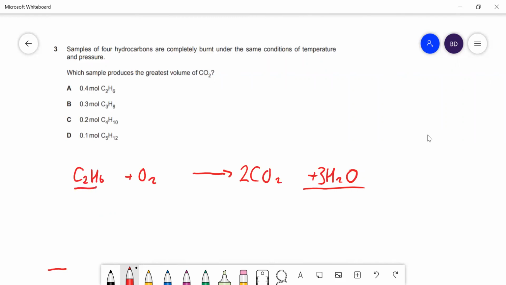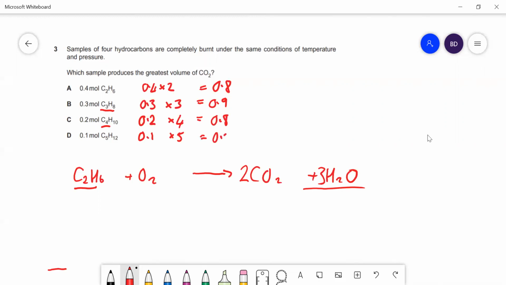So the moles of CO2 there will be 0.4 multiplied by 2. We wrote a balanced equation for that one, and you can see we'd get 3 moles of carbon dioxide for every 1 mole, so that's 0.3 times 3. This one will give us 4 moles of carbon dioxide, and we've only got 0.2 to start off with, so 0.2 times 4. This one will give us 5 moles, and we start off with 0.1. So that gives us 0.8 moles of CO2. That gives us 0.9, I think that's the highest one. That gives us 0.8 and that gives us 0.5. So our answer is B.